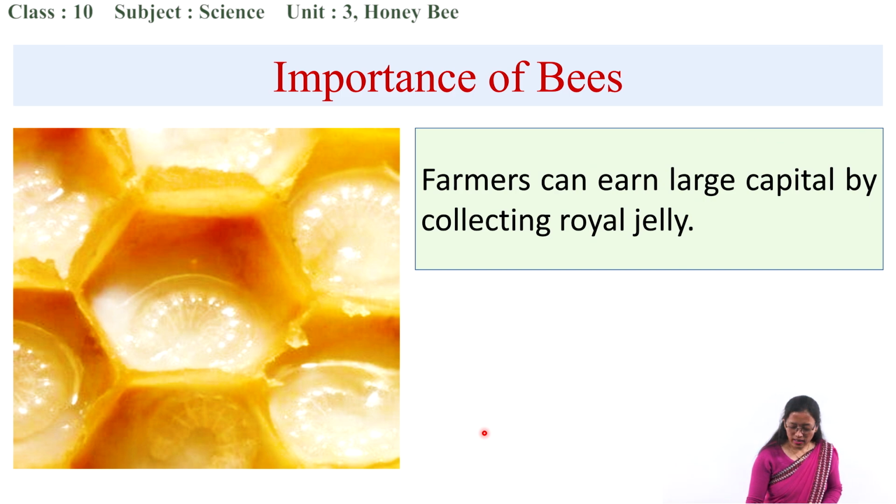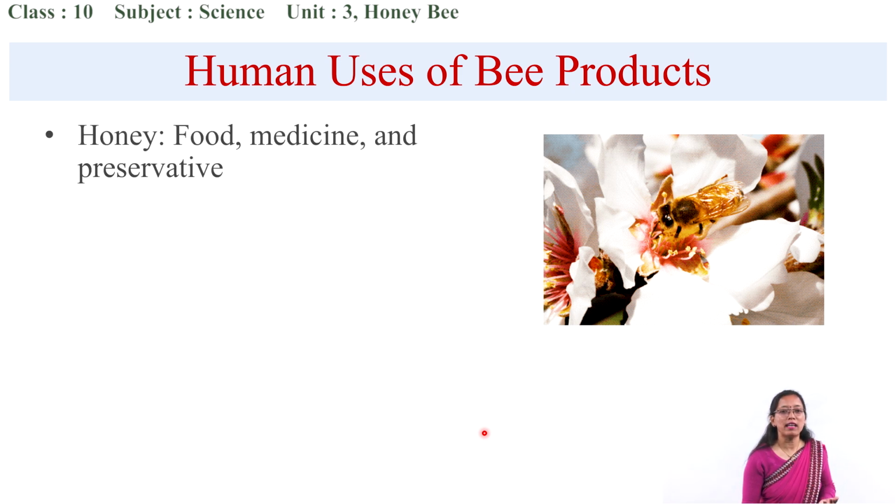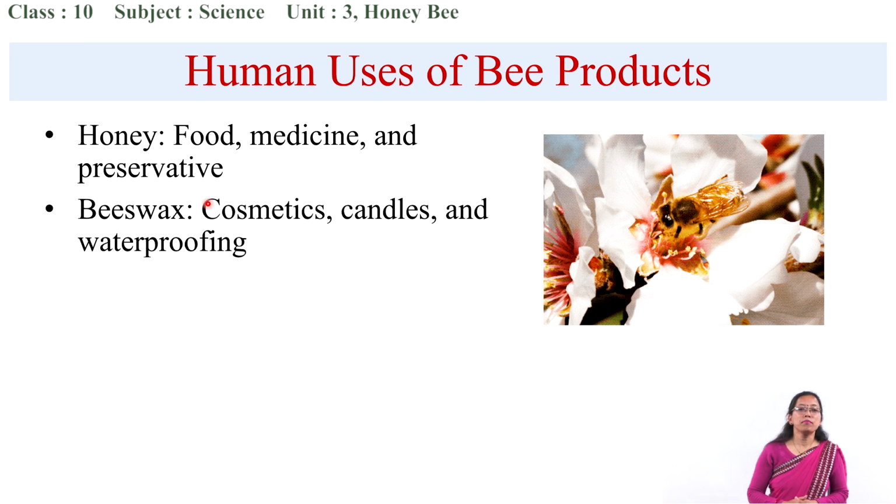Next, what are the uses of these bees in human life? Honey is used in food, medicine and preservatives. It is used to prepare different kinds of food items, and in medicine, as I have already told you, honey is mostly used in Ayurvedic medicine, and it is also used as a food preservative. And next one is beeswax.